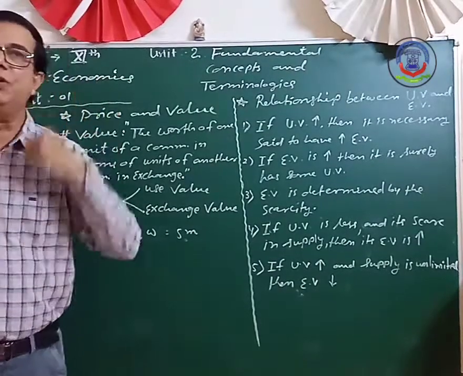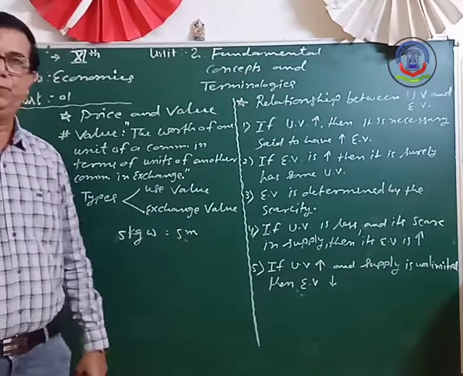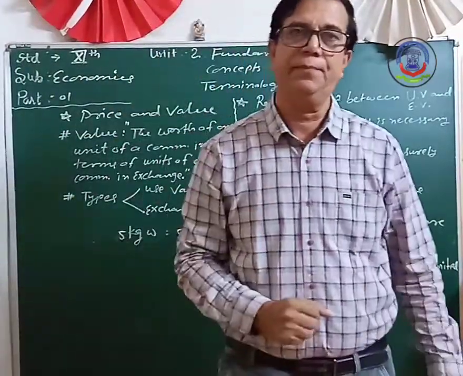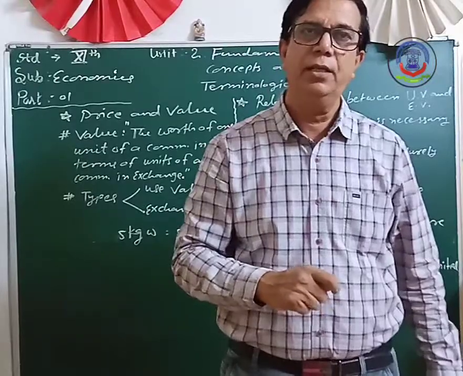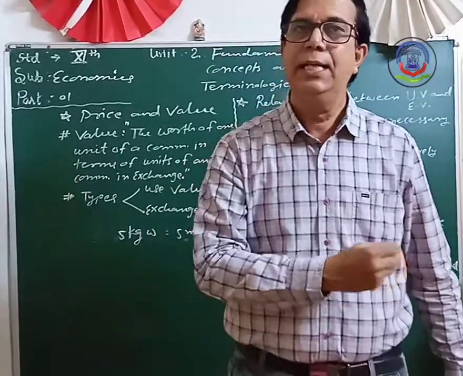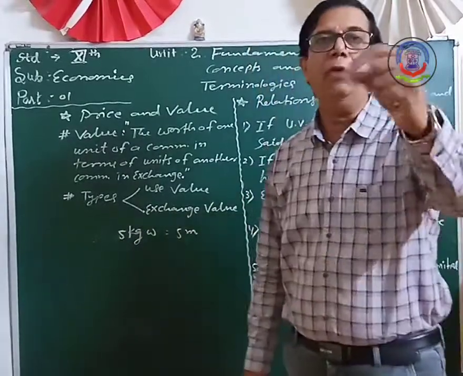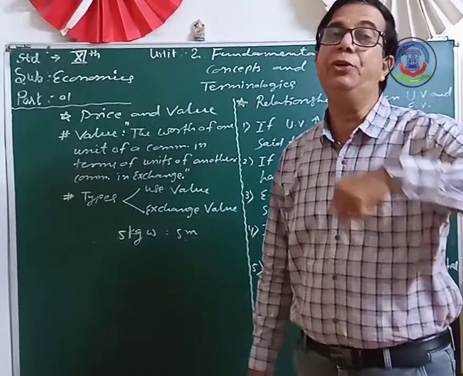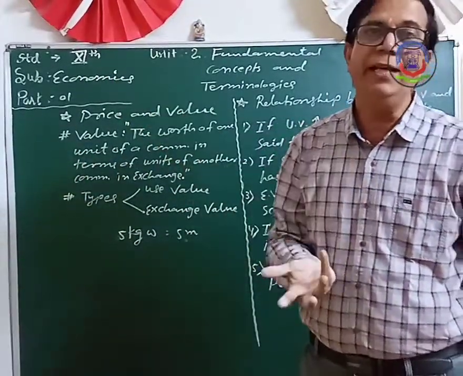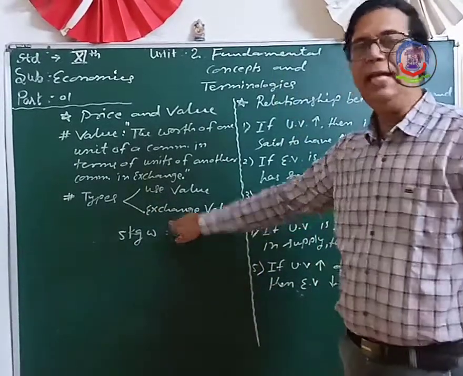So here are two types of value. One is use value and second is exchange value. Use value we can calculate according to usefulness, how useful the commodity or service is to satisfy human wants. That way we calculate use value, and exchange value means how many units you are ready to give to get the other goods. That is the exchange value. So two types of value: use value and exchange value.